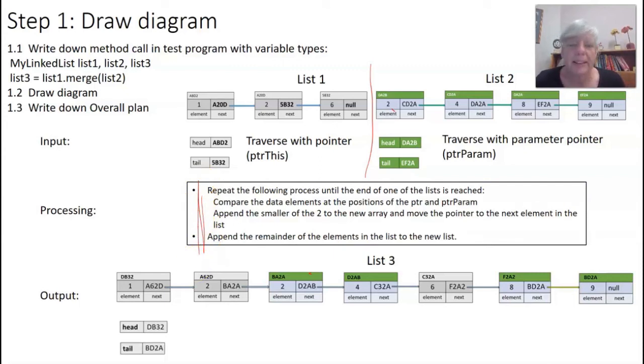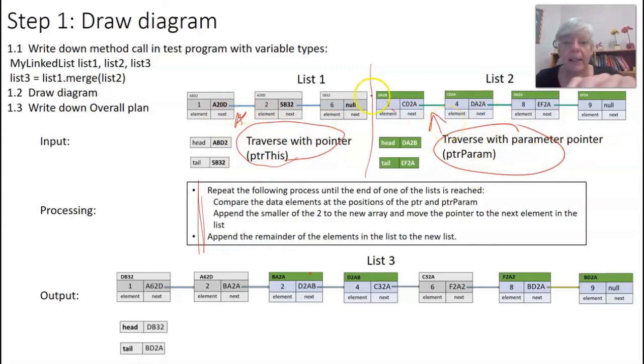And what's more, you have to now understand this process in the block. Repeat the following process until the end of one of the lists is reached. Compare the data elements at the positions of the pointer and the pointer parameter. So we are going to have two pointers, one pointer here and one pointer there. And then we are going to compare the elements. The smallest we are going to add to a new list. And the one we added, we are going to advance that pointer. Does that make sense?